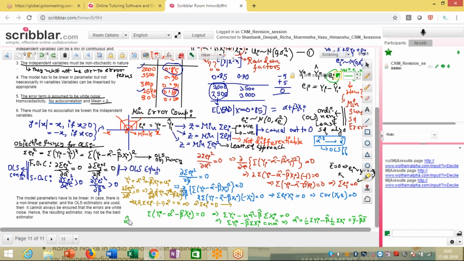So I'll say that alpha hat OLS is equal to y bar minus beta hat x bar. Now think about this. Think about this equation that we have written over here.